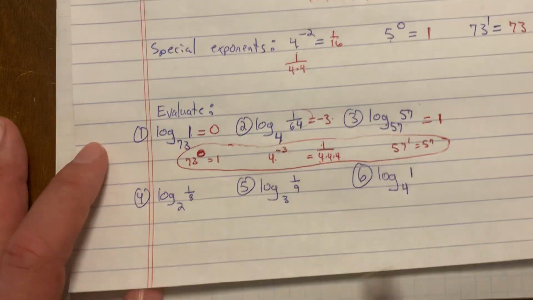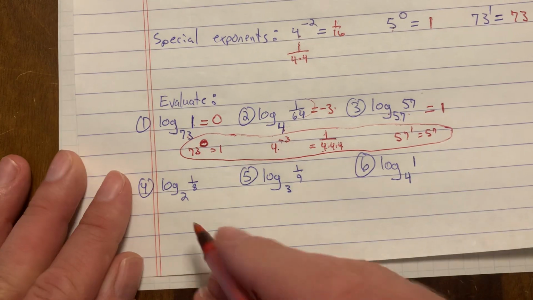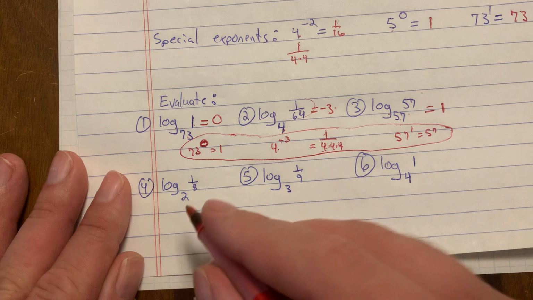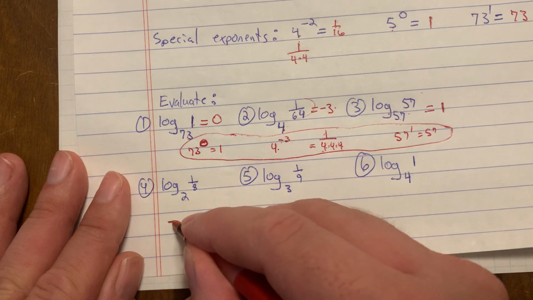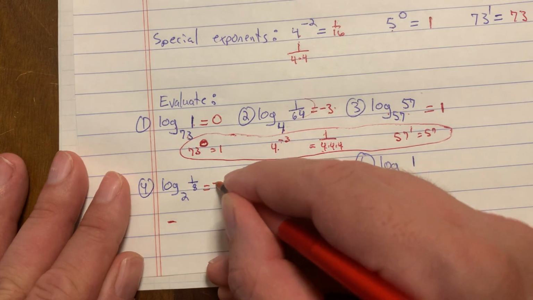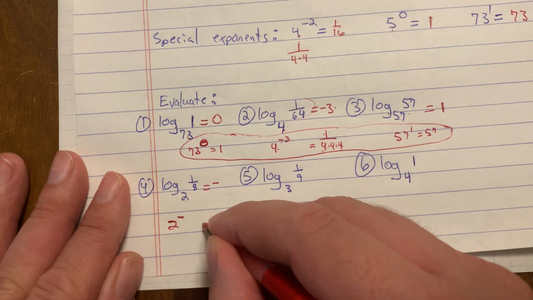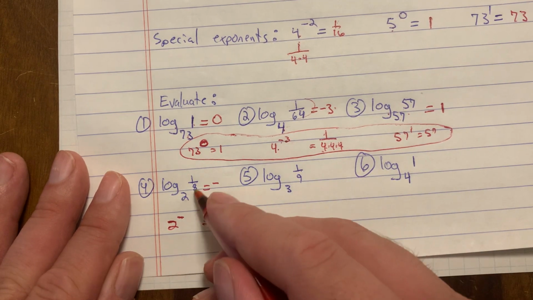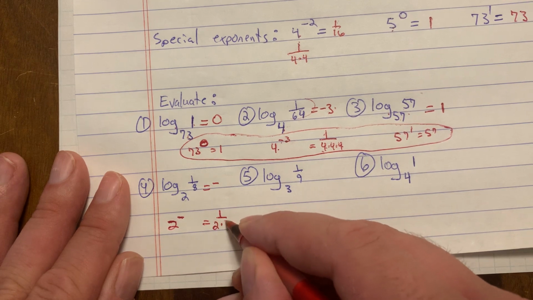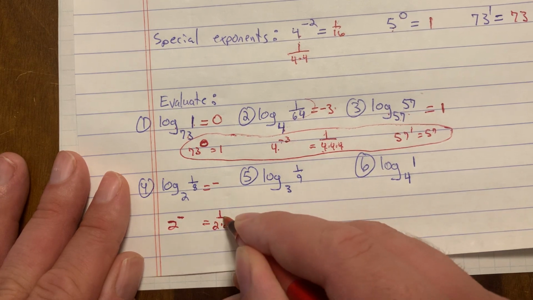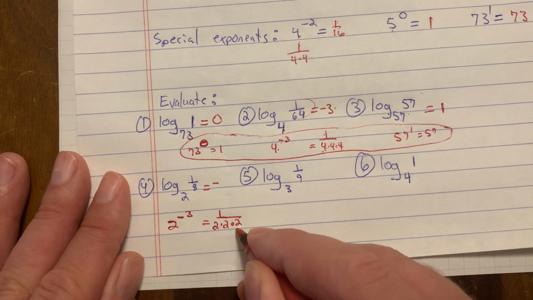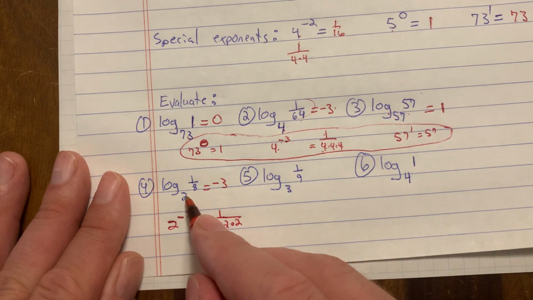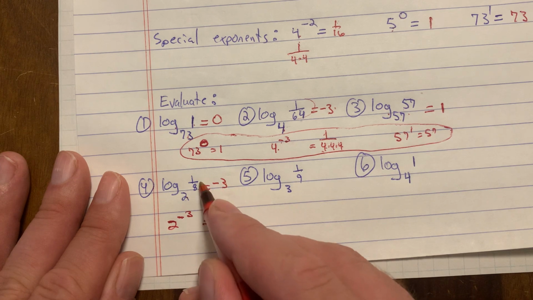Okay, try 3 more. Here, 2 to what power gets us 1/8, and we can tell it's a negative number. I know the answer will be negative because 2 to a negative power will be 1 divided by. And so how many 2's do I need to multiply together to get to 8? Well, 2 times 2 is 4, times 2 is 8. So I need 3 2's multiplying together, and so the answer to this logarithm is negative 3. 2 to the negative 3 power gives us 1/8.